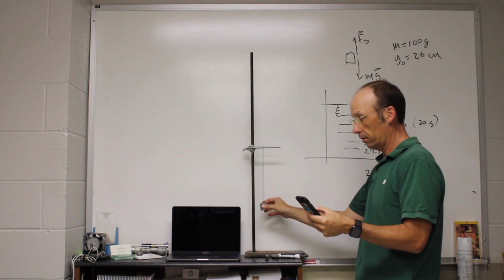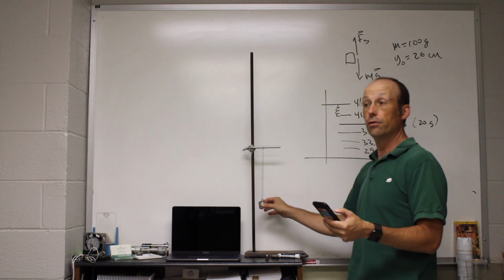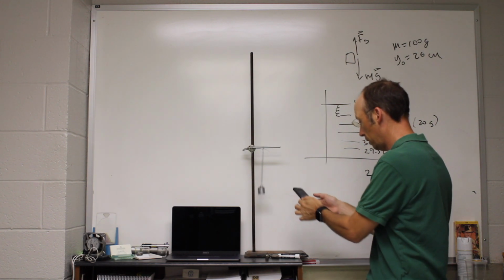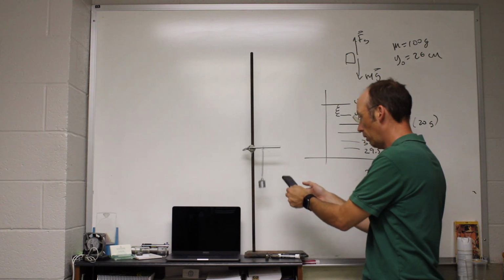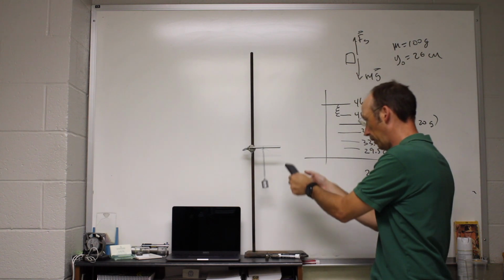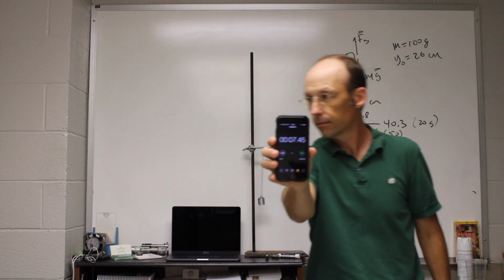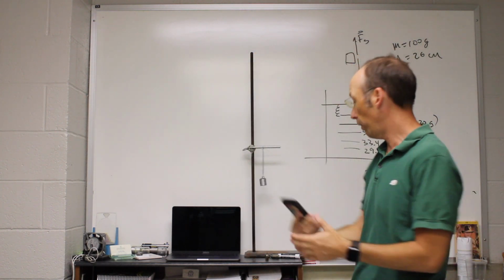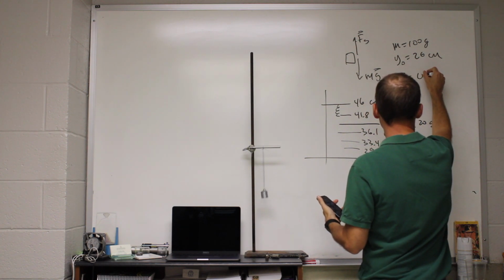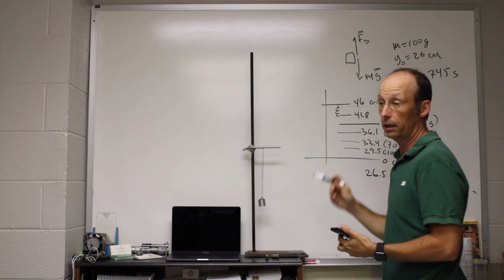So I'm going to pull it down, and I want the time to go from here up and back down. I'm going to do that 10 times and divide by 10. Okay, so I'm going to get it started and go. 1, 2, 3, 4, 5, 6, 7, 8, 9, 10. 7.45. So I'm going to say the period, which I'm going to call capital T, is 0.745 seconds. That's for one oscillation.